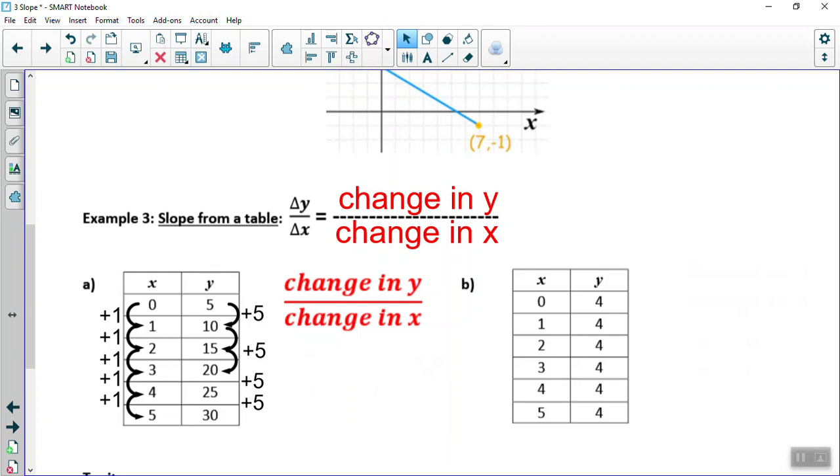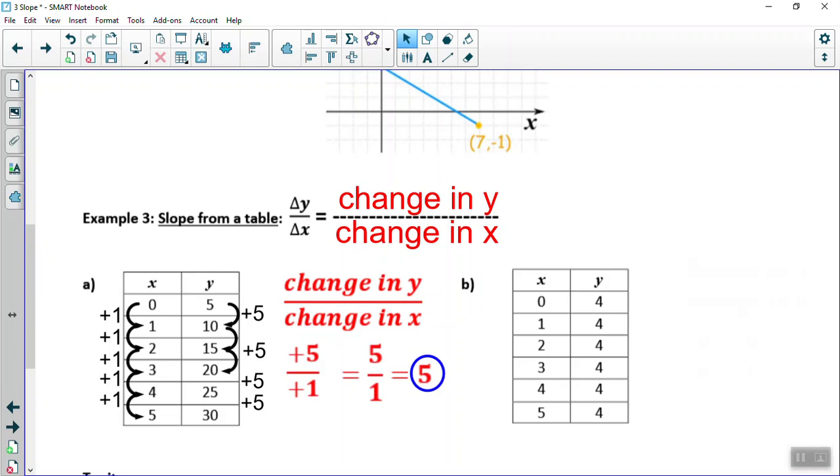So my change in y, in this case, was I added 5 over my change in x where I added 1. I'm going to simplify that to just 5 over 1, which can simplify to just a positive 5. Right. Let's take a look at this one here and see what happens.